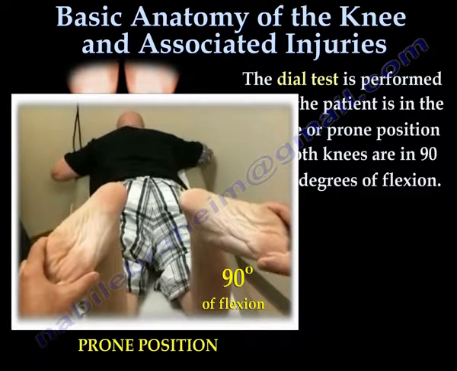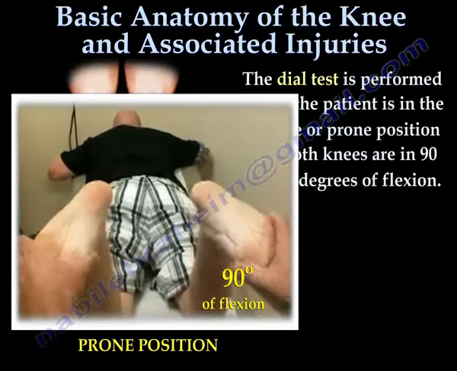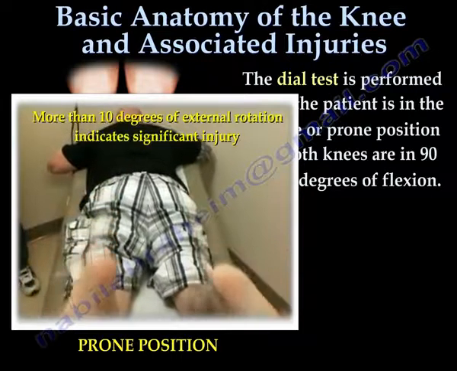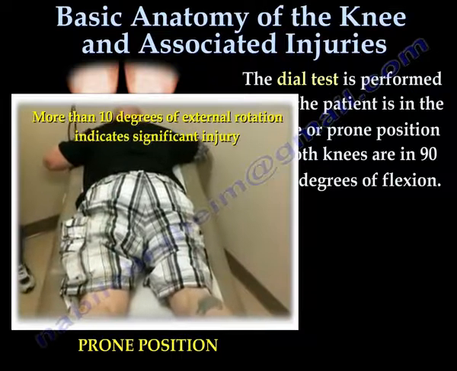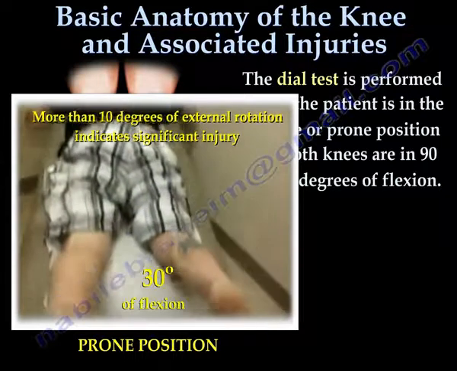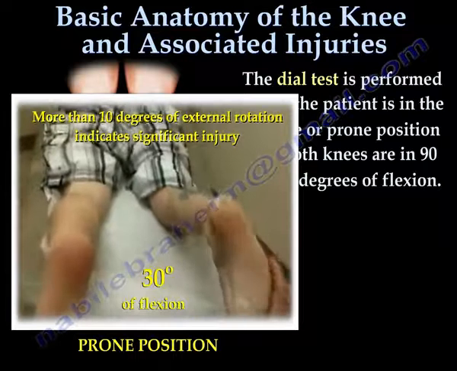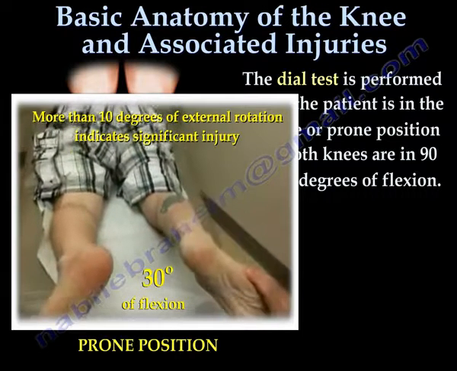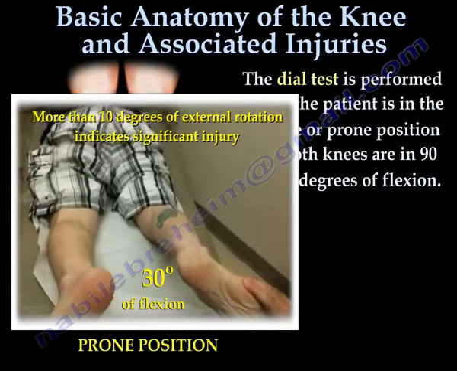Flexion at the 90-degree position will test the posterior cruciate ligament. More than 10 degrees difference between the normal and injured extremity indicates a significant injury. And finally, testing of the injured extremity in 30 degrees of flexion is done to determine injury to the posterolateral corner.